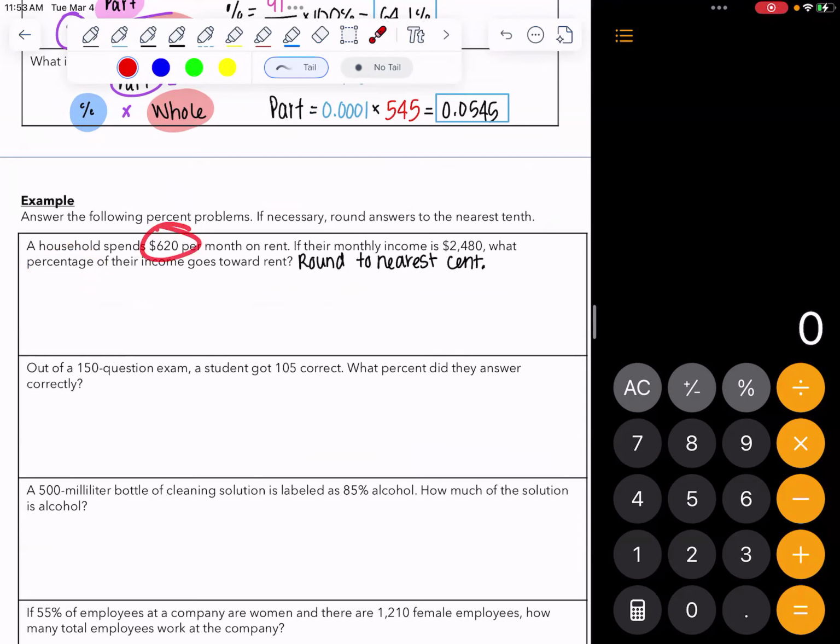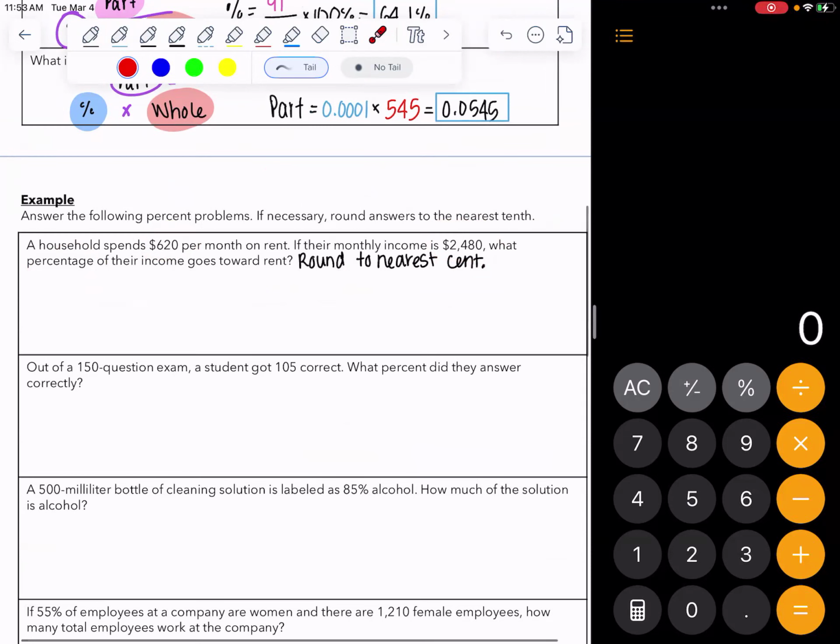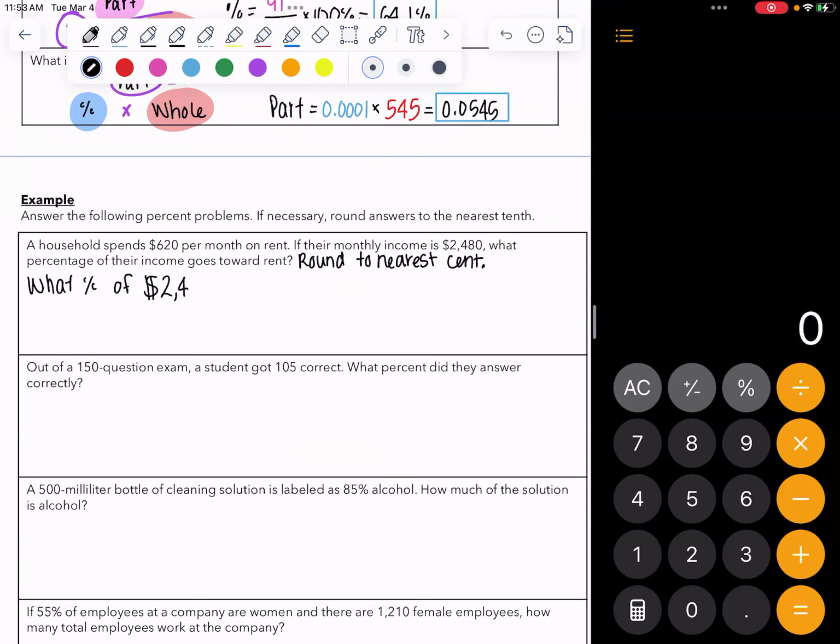The household spends $620 a month on rent. Their monthly income is 2,480. What percent of their income, what percent of 2,480 goes towards rent? It is 620, because I'm directly translating it. What percent of their income, this is their income, and when it says goes towards rent, it is the rent, and rent is 620. So what percent of 2,480 is 620?